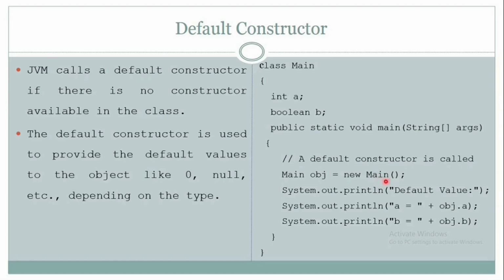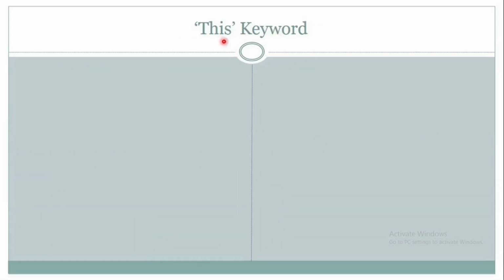This default constructor will initialize these instance variables, with int a as 0 and boolean b as false. Then I'm displaying the values of a and b. The output of a is 0 and the output of b is false. If you don't explicitly define a constructor, the Java virtual machine itself calls the constructor and initializes these data members of an object. Now let us learn about the this keyword in Java.